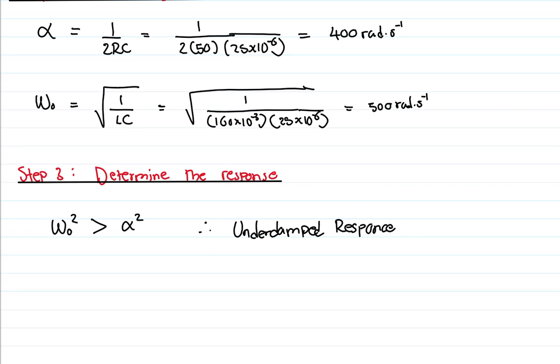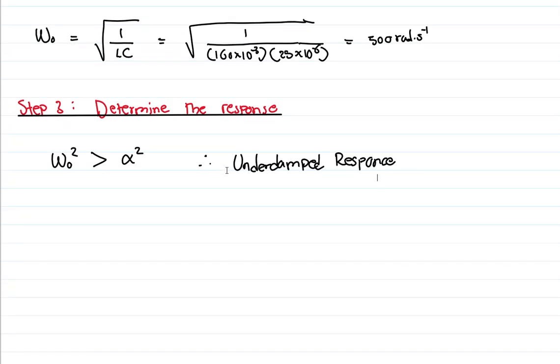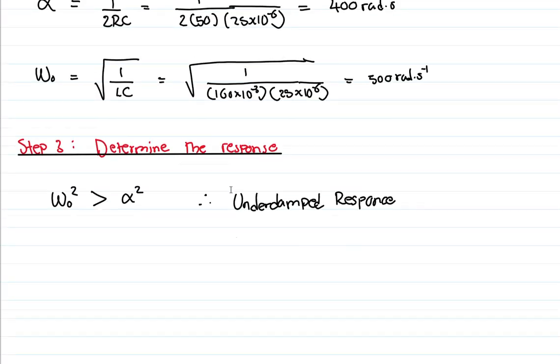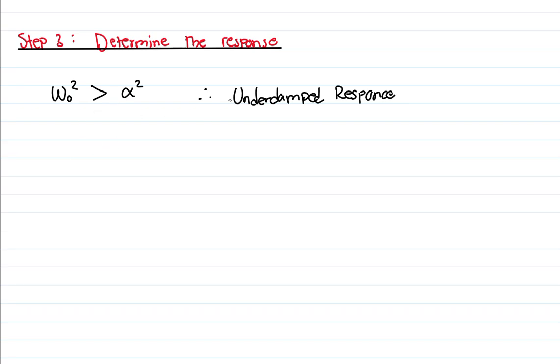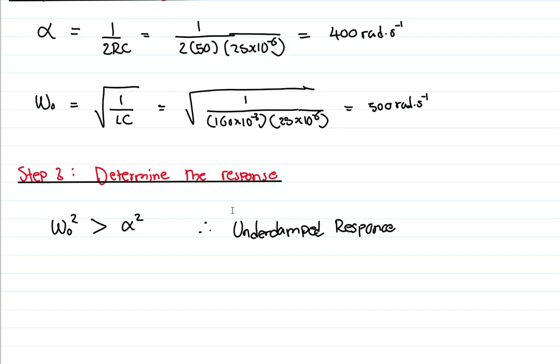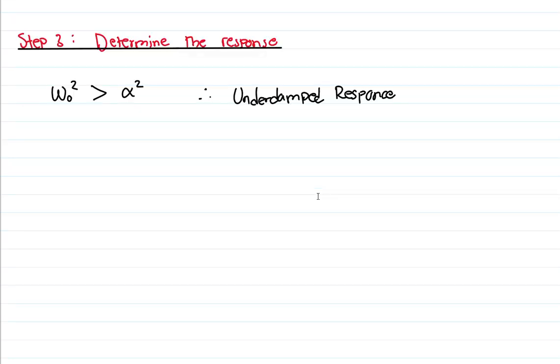Next up, we have to determine the damping frequency. When we find out that the response for this circuit is underdamped, we have to find what is called the damping frequency. So, step 4: determine the damping frequency.